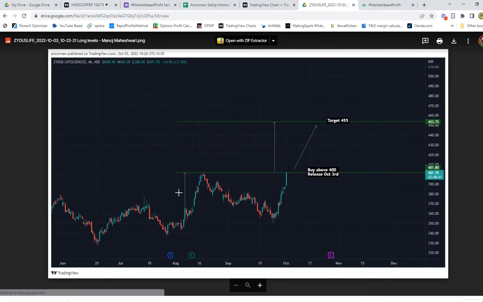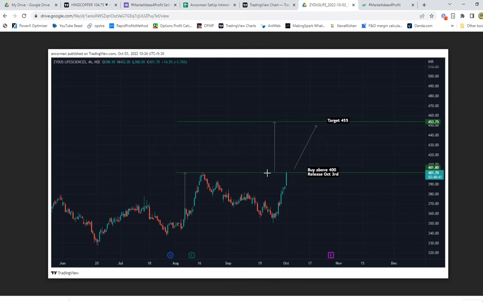This is my setup, and my trade setup gave me an idea, a signal that if I buy above 440, I could go to a target of 455 based on all the analysis that I do and all the learning that I've got, and then we will go back. So this is a trade setup, which is what happens before the trade is entered into. So if you see, this is on the 3rd of October.